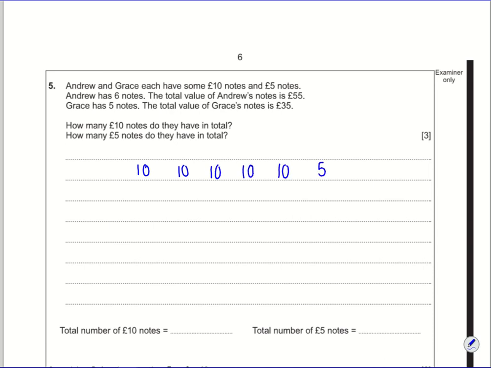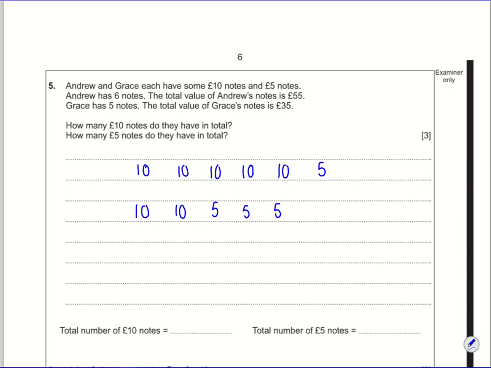Okay, because you have to use 6 notes. If you have any more 5ers, it's too many notes. And Grace has got 5 notes, and she's got £35. So you've got to be a little bit careful you don't have too many notes. And the correct way of getting £35 with 5 notes is to go 10 and 10, which is 20, and then make up the missing 15 with fivers.